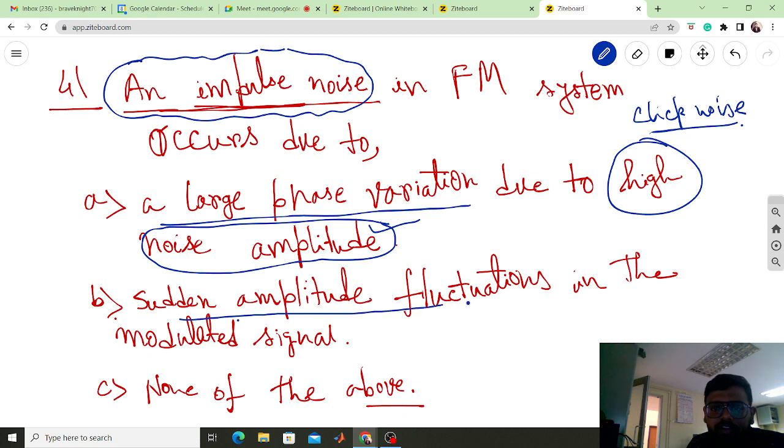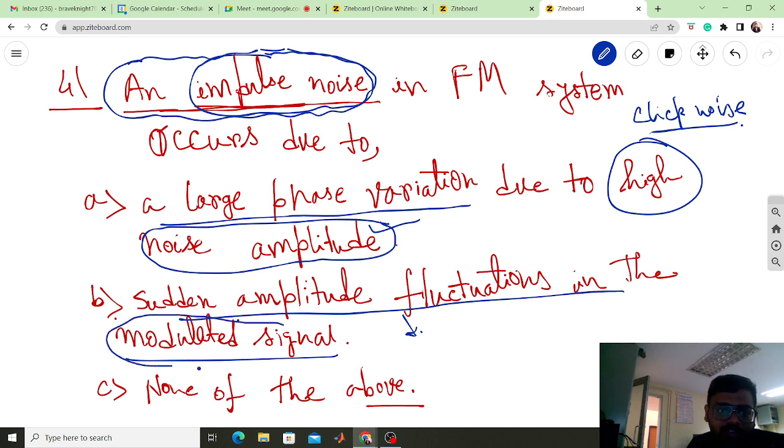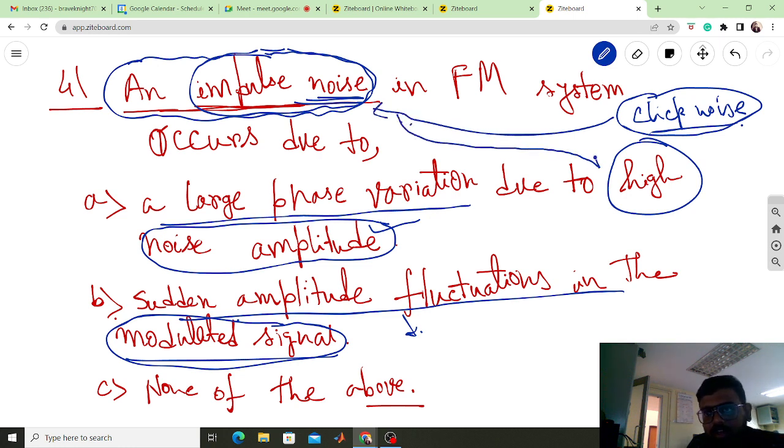But if there is a sudden amplitude fluctuation in the modulated signal, this does not necessarily say that there will be impulsive noise. There will be a fluctuation or nonlinearity in the modulated signal itself, but it says nothing about the noise here. If there is a high noise amplitude, then there will be a large phase variation because this is an FM signal, so that will generate a noise named the click noise. So this impulsive noise is certainly related to the high noise amplitude. So then it's option A, no? Yes, it is option A. Okay.